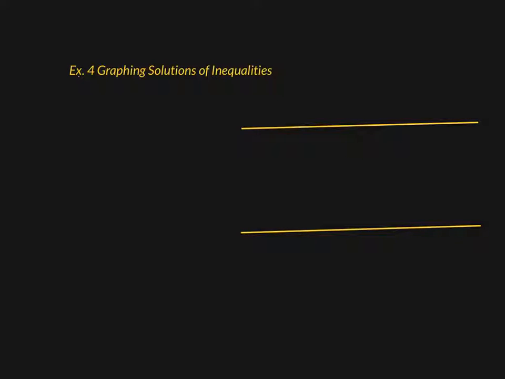Let's say we want to graph inequalities on a number line. So we're just dealing with your basic inequalities here. For instance, let's say we want to graph x is greater than 2. So we got our number line here: 0, 1, 2, 3, and so forth.